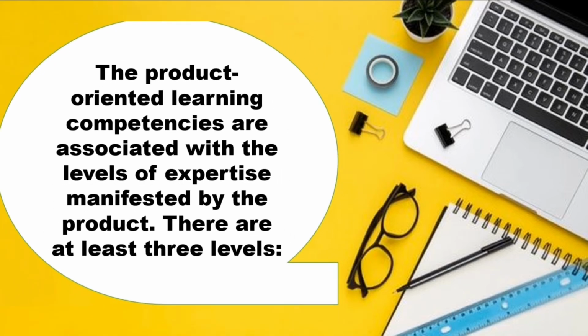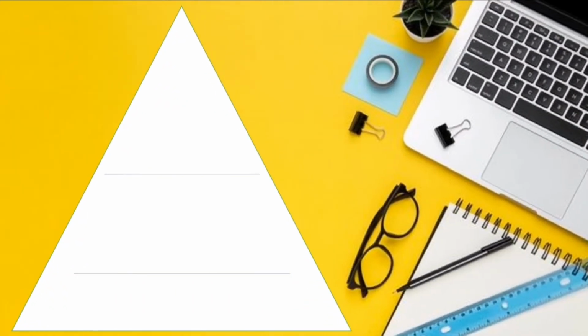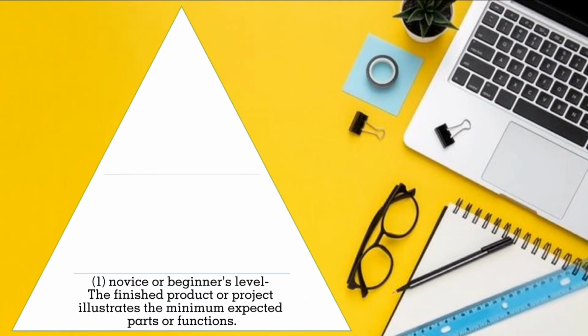The product-oriented learning competencies are associated with the levels of expertise manifested by the product. There are at least 3 levels. The first level is the novice or beginner's level. The finished product or project illustrates the minimum expected parts or functions.